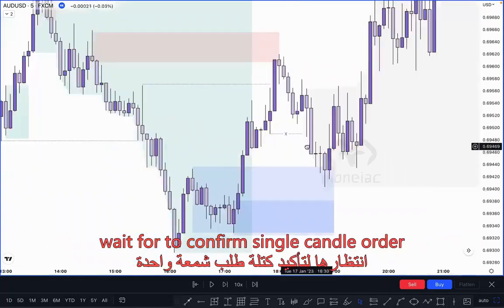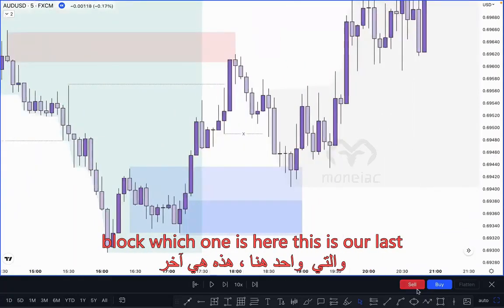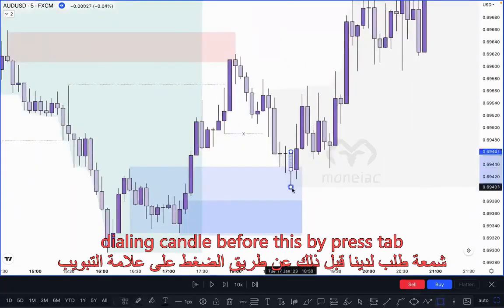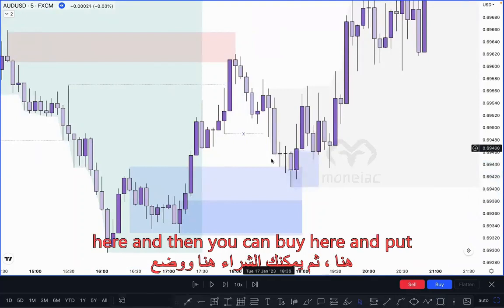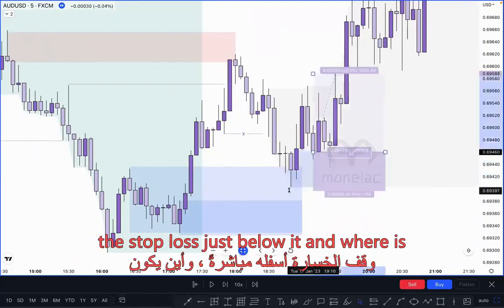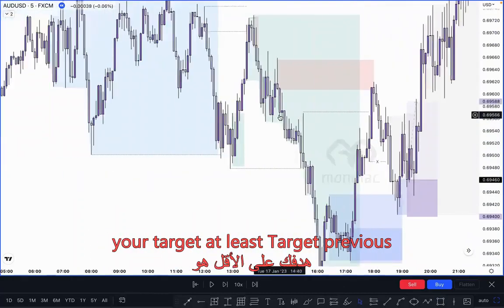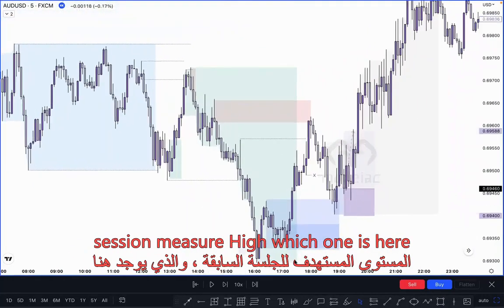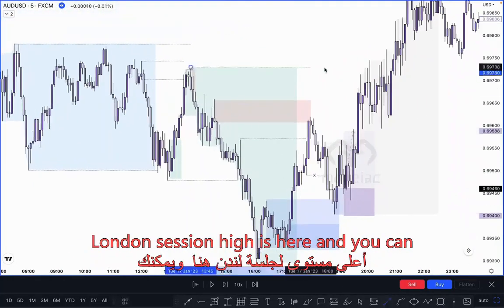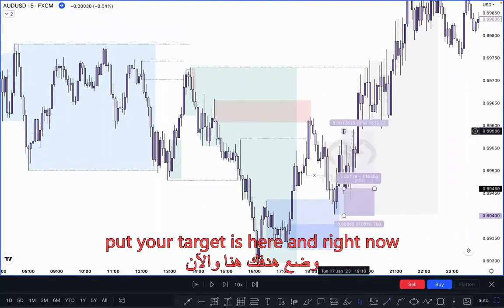follow? You have to wait to confirm the single candle order block, which one is here. This is our last selling candle before this buy. Price taps here, and then you can buy here and put the stop loss just below it. And where is your target? At least target the previous session major high, which one is here? London session high is here, and you can put your target here.